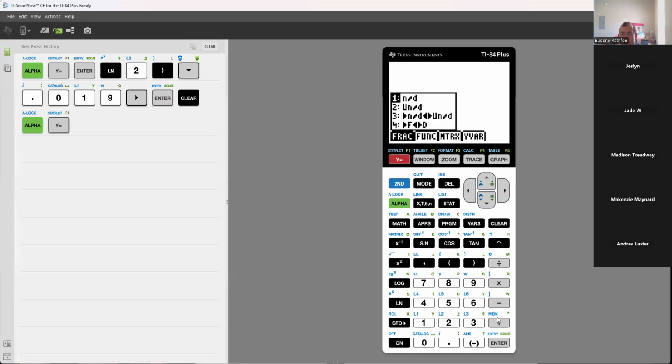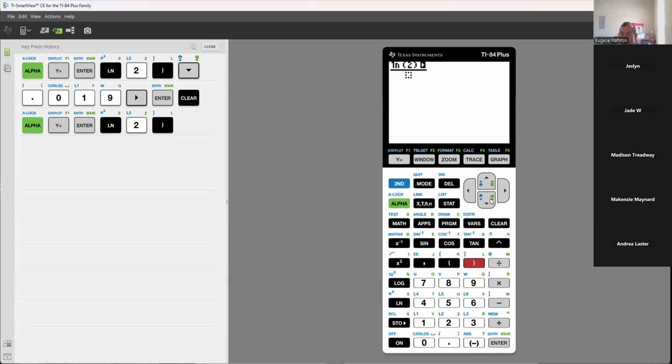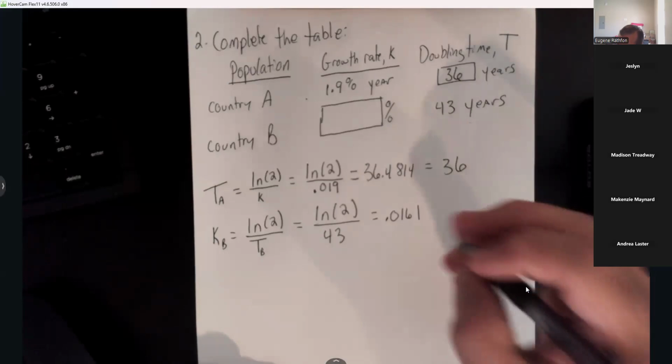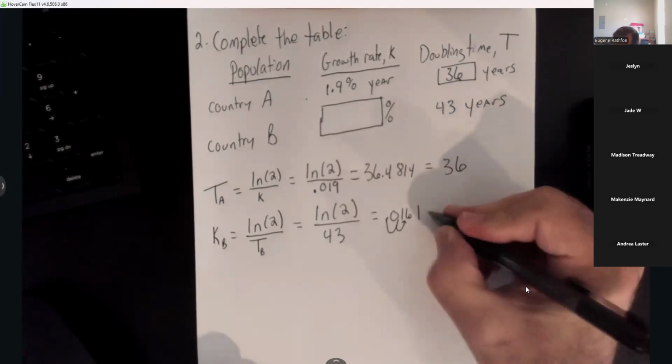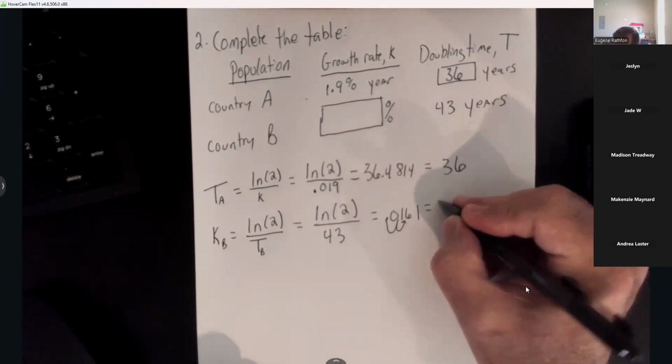So alpha y equals enter. On top was a ln of 2. On bottom was 43 years for doubling time. I'm going to hit enter, and I get 0.0161. I'll just go out a few decimals for the moment. All right, but let me show you what you're going to do. We need to go back to percent. So to go back to percent, you're going to move the decimal right 2 units.